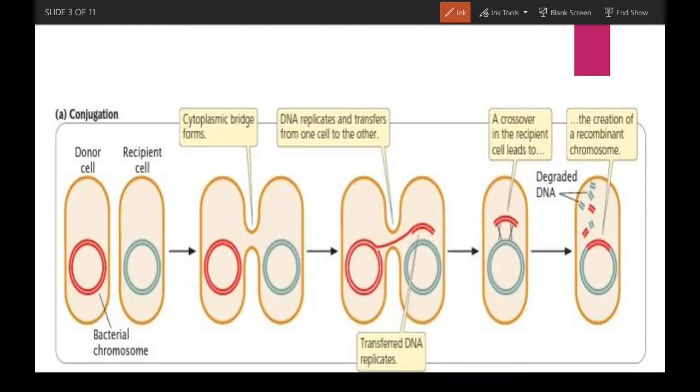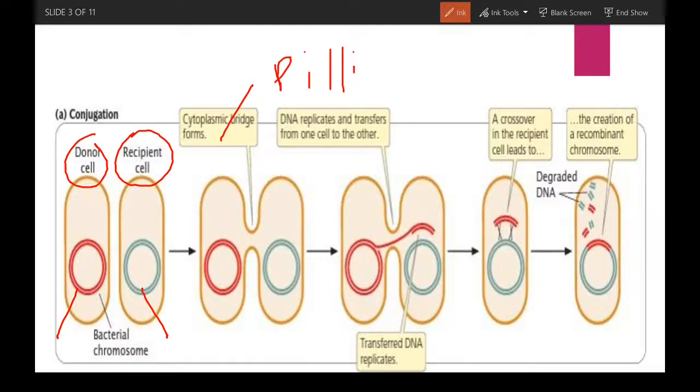Here is the picture showing conjugation, which has been taken from Benjamin and Pierre's book. You can see it. In conjugation, we can see that this is the donor cell, this is the recipient cell, and both of them have their bacterial chromosome, this one and this one. What happens is that a cytoplasmic bridge called pili forms between the two bacteria. Now DNA replicates and is transferred from one cell to the other. So here we see that the DNA is transferred.